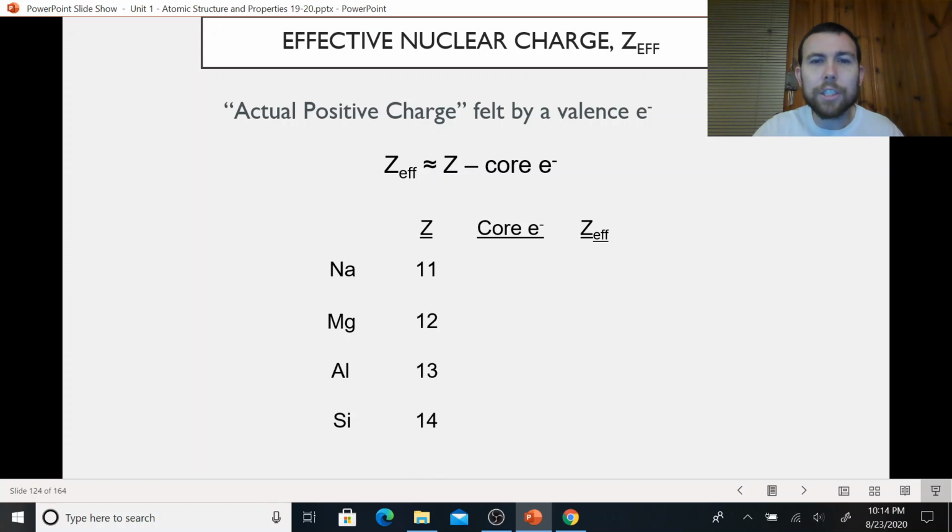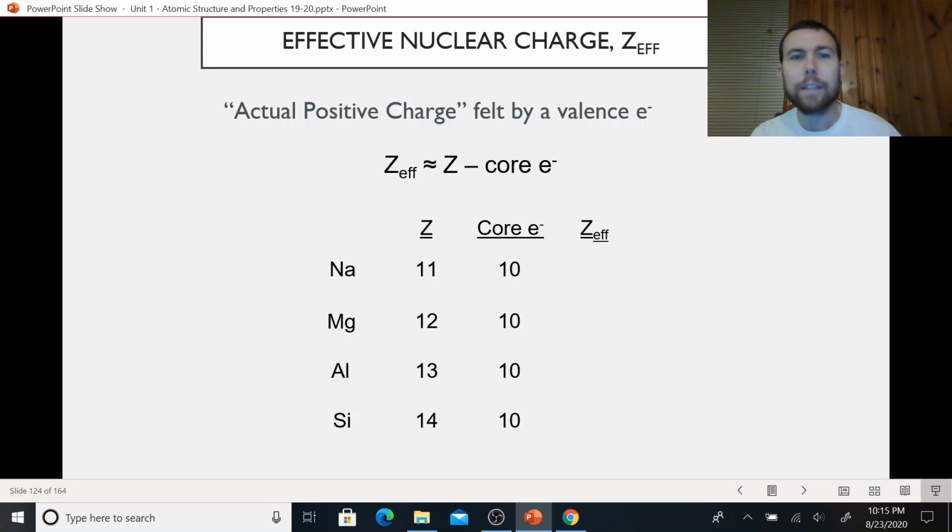Now, when we look at each of these elements, we've got their atomic numbers Z. Sodium's 11, magnesium's 12, aluminum's 13, silicon is 14. Notice all of these elements are in the same period, or on the same row of the periodic table. So the only thing that's going to change is their Z and their Z effective. The number of core electrons is the same for each of them. They each have 10 core electrons.